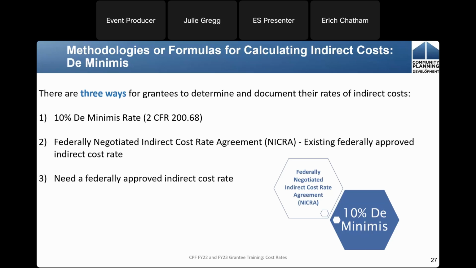As I'll cover shortly, that can be very time consuming and may not be appropriate or feasible for CPF grantees at this time, but I'm going to share that information with you. Nonetheless, that might be something you consider for future federal grants. So in reality, and most feasible for our current two cohorts of CPF grants, you're most likely either taking the 10% de minimis rate, or you already have an approved federally negotiated indirect cost rate agreement in place. Next slide, please.